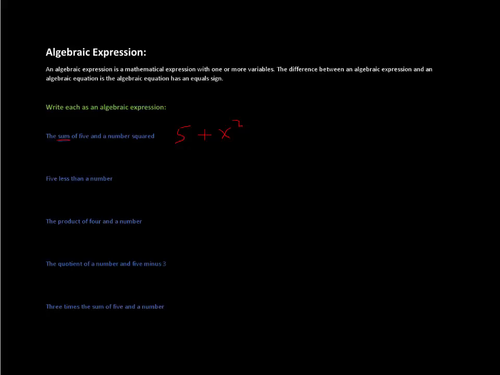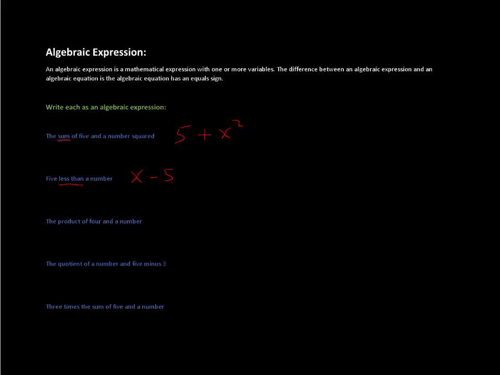So the next one says 5 less than a number. Now less than, we know, means subtract. So 5 less than a number. This one's a little tricky because we want 5 lower than a number. And again, a number, we don't know what it is, so we use x. And we want to subtract 5 from that because we want 5 less than a number. So if the number was 10, if we wanted 5 less than it, we would subtract 5 from it and we would get 5. So x minus 5 would be our answer.